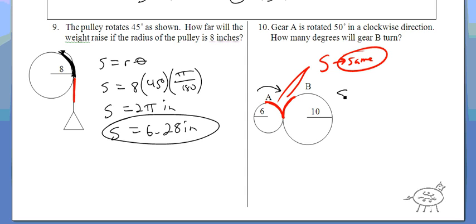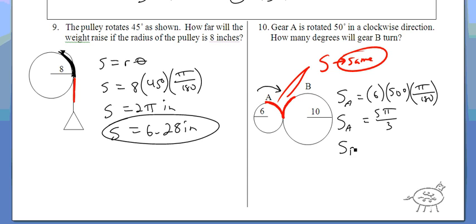Okay, so S sub A, which is the arc length of A, is 6 times 50 degrees times pi over 180. So S sub A is equal to 5 pi over 3. Okay, and remember that SA is also SB. It's the same arc length. You've got to remember that with a gear like that. It's the same arc length, but it's going to rotate a little bit different amount. You can even look at it right now. Doesn't A look like it's rotating a big chunk, and B is only rotating just a little bit because it's a lot bigger gear.